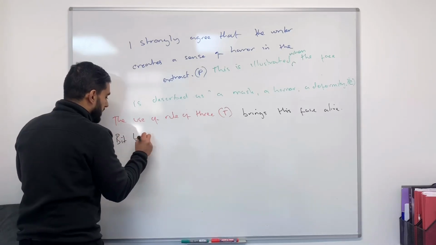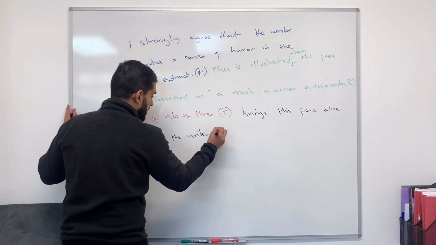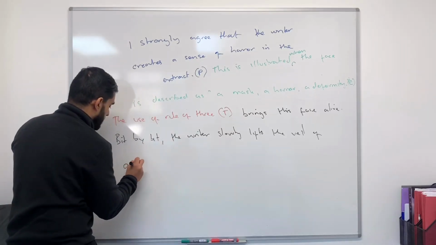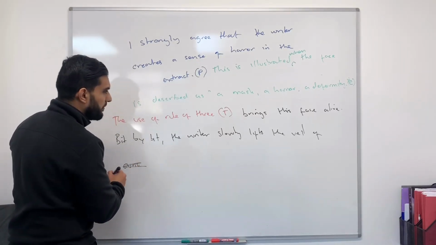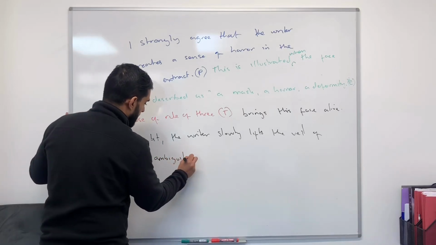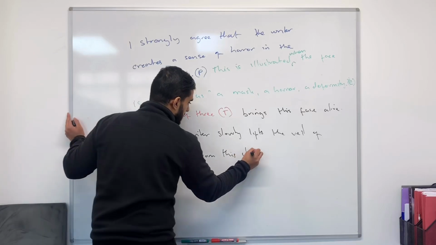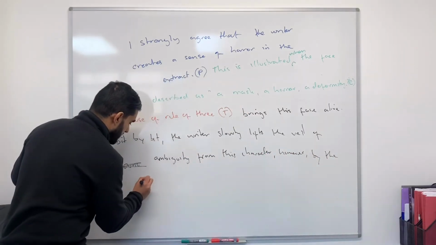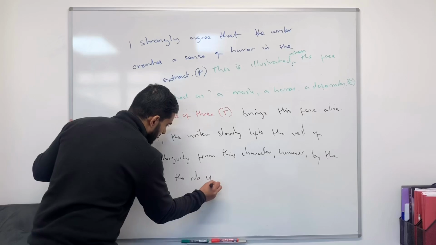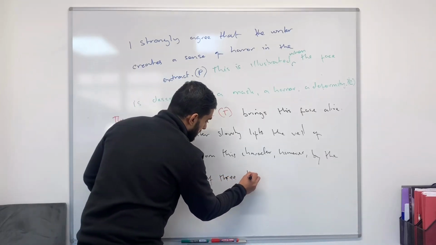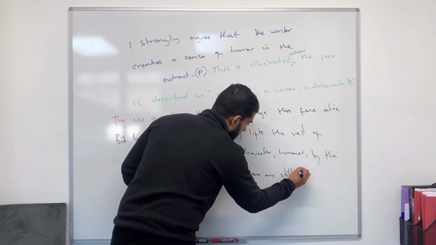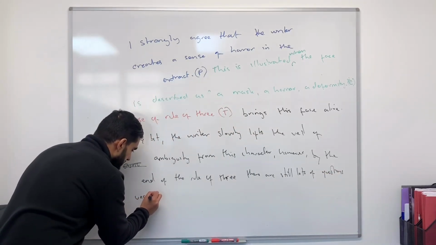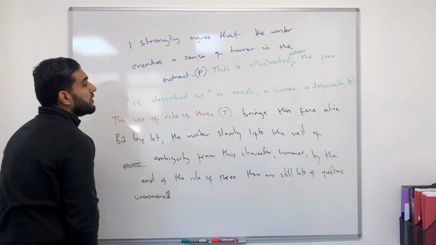Bit by bit, the writer slowly lifts the veil of ambiguity from this character. However, by the end of the rule of three, there are still lots of questions unanswered.